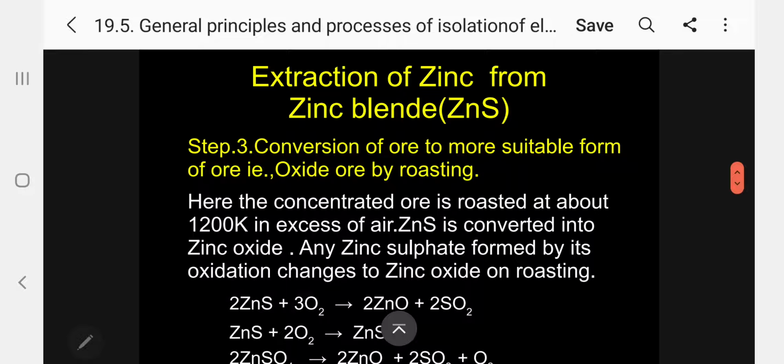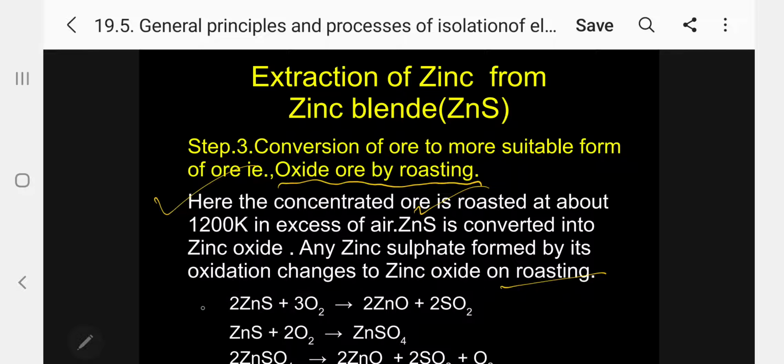sulfide ore. Step 3, conversion of ore into a more suitable form, that is oxide ore, by roasting. Here, the concentrated ore is roasted at about 1200 Kelvin in excess of air. Zinc sulfide is converted into zinc oxide. Any zinc sulfate formed by its oxidation changes to zinc oxide on roasting.